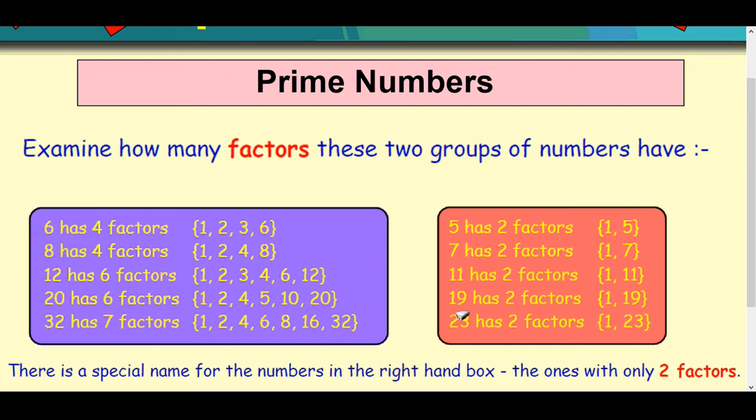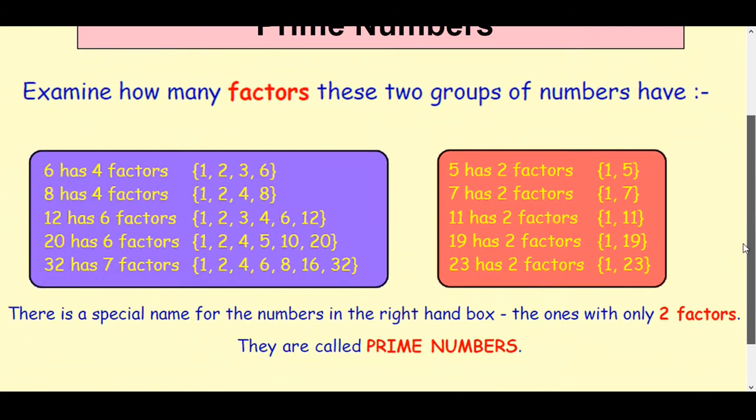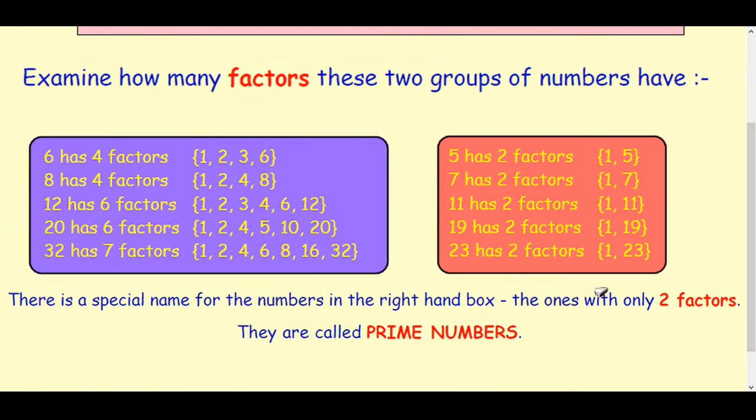In fact, these numbers have got a special name. So there's a special name for numbers with only 2 factors. They're called prime numbers. So numbers that basically don't divide by anything apart from themselves and 1.